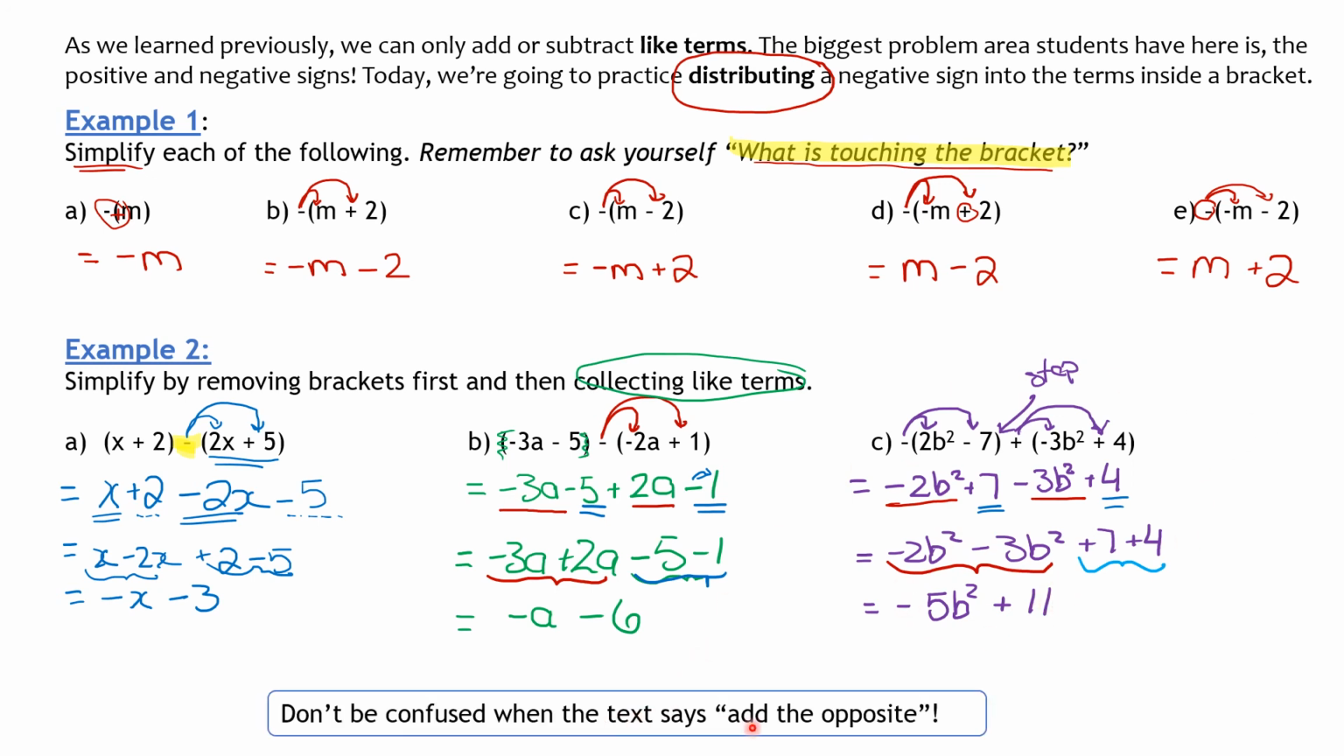Don't be confused when the text says add the opposite. Sometimes it does. It would have questions just like this, but the instructions would say simplify by adding the opposite. Don't worry about that. Some of you may have talked about that in elementary school, what adding the opposite means, and that's fine if that does make sense to you, great. But you don't need to worry about that instruction. It just means do what we're doing right here. It just means simplify, remove brackets, collect like terms. That's what it means. So don't worry about adding the opposite. That's it for today.